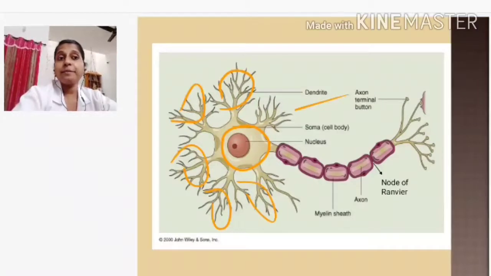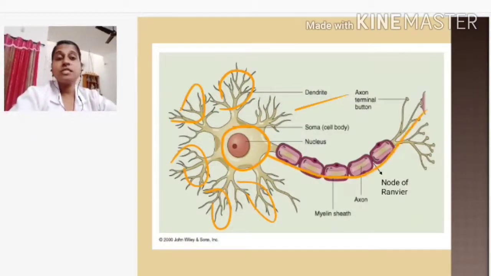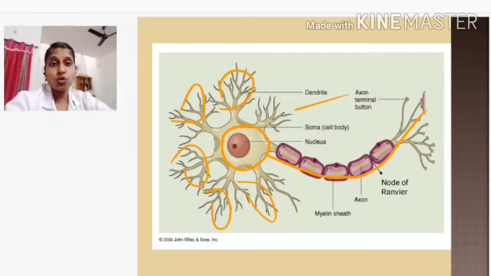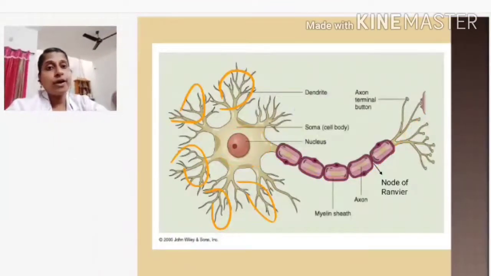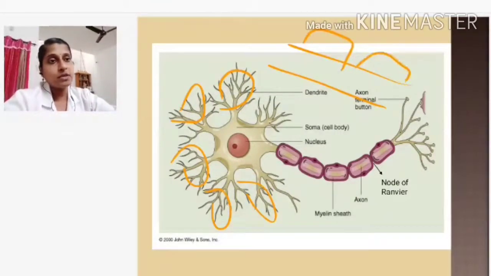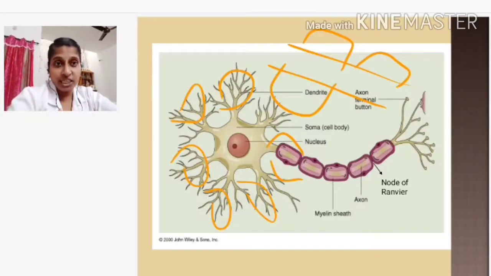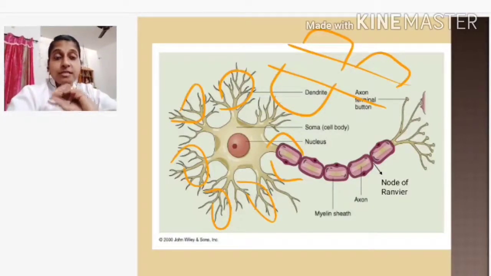What do we call them? Dendrites. And one of the branches going vertically long, we call it the axon. In the axon you can find there is a covering. That covering we call the myelin sheath. Inside that there are fat deposits.